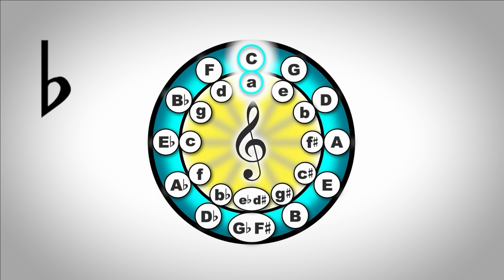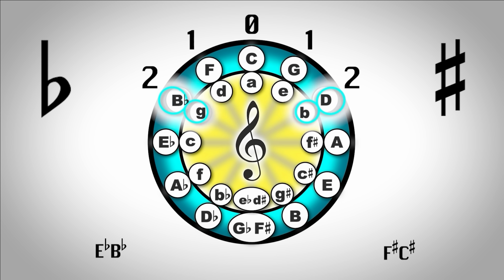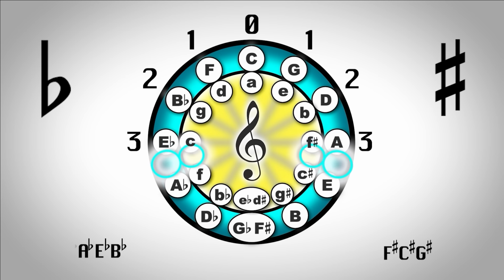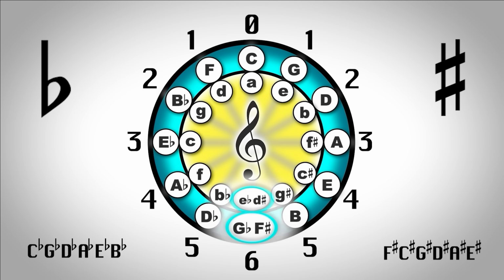So with flats on the left and sharps on the right, of which each key has a different number, we have a circle containing every key in the diatonic system, every note in every key, and a logical way to explore and examine the harmonic relationships between them.